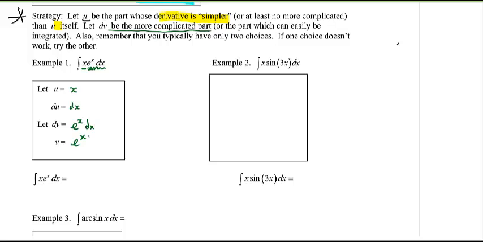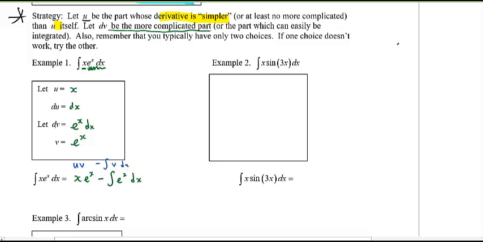So now we have to use the formula. Remember the formula is ultraviolet voodoo, right? uv minus the integration of v du. So we're saying this integral is equal to u times v. So u is x, v is e to the x, minus the integral of v, e to the x, and the du is our dx.